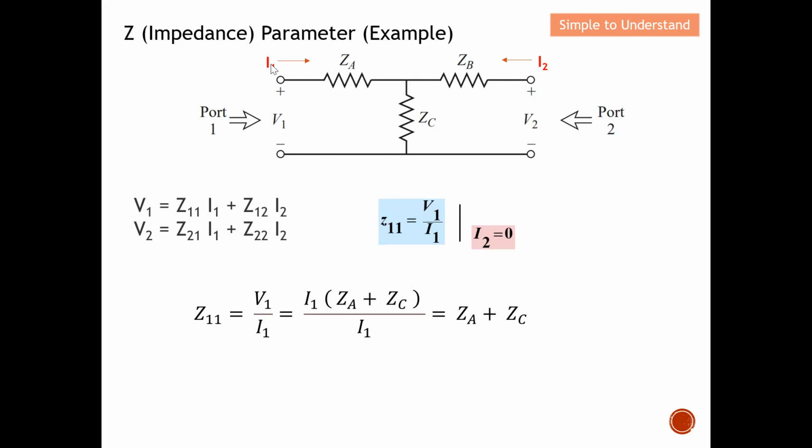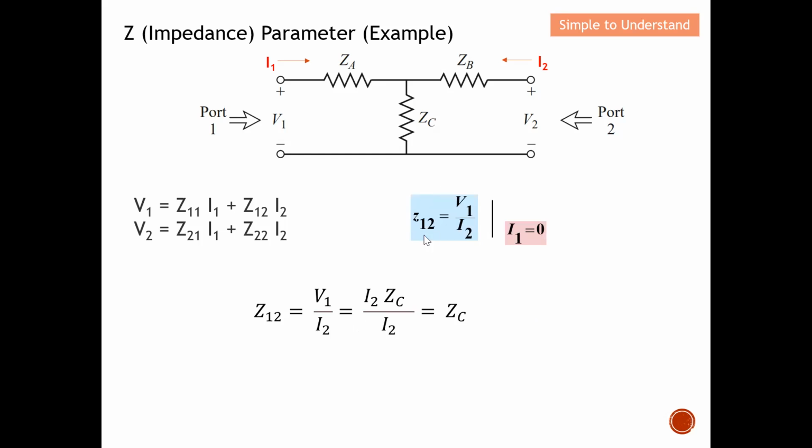So it's actually equal to I1, and the two impedances ZA and ZC are connected in series. So V1 is I1 multiplied by ZA plus ZC, correct? Therefore, I cancel away my I1, and I can obtain my Z11, which is ZA plus ZC, correct? Much easier. So let's do Z12 now.